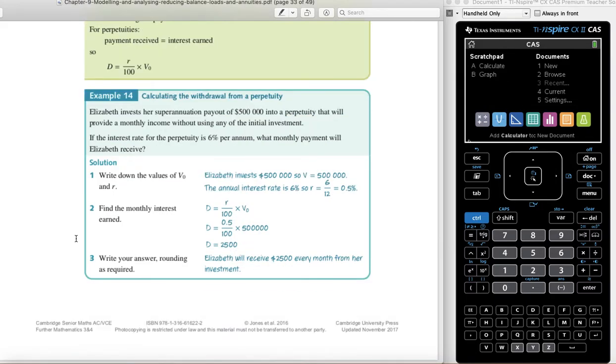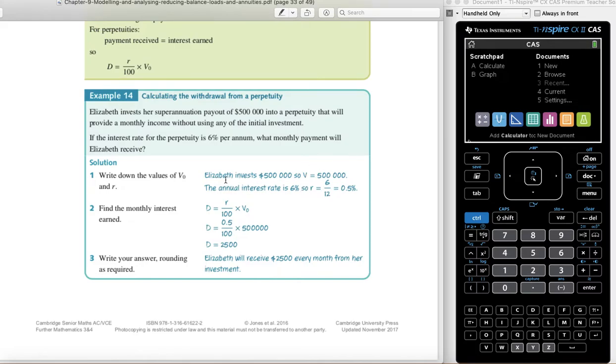All right. Calculating the withdrawal from a perpetuity. Elizabeth invests her super payout of $500,000 into a perpetuity that will provide a monthly income without using any of the initial investment. So that $500,000 is going to stay in her account. If the interest rate for the perpetuity is 6% per annum, what monthly payment will Elizabeth receive? So there's a key point, monthly. So 6% has to be done monthly, so we have to go 6% divided by 12 first of all to find out what the rate's going to be per month.